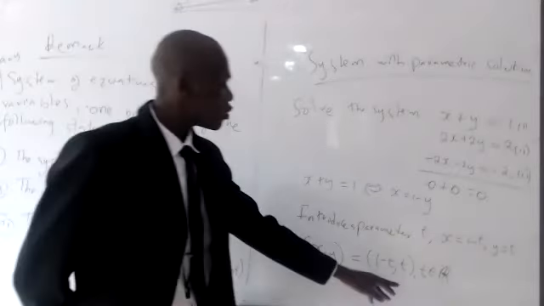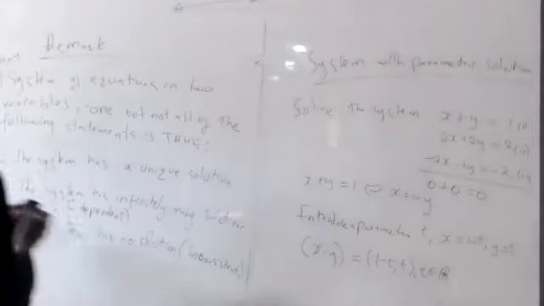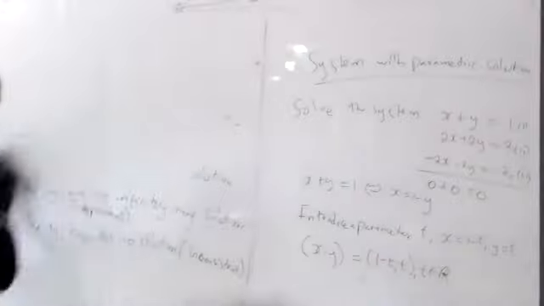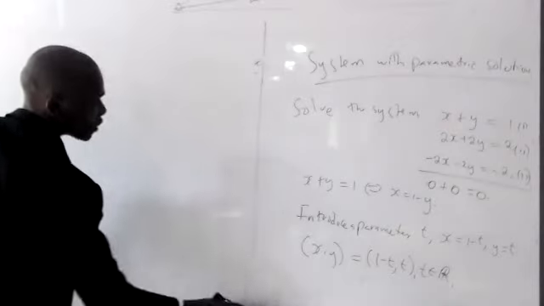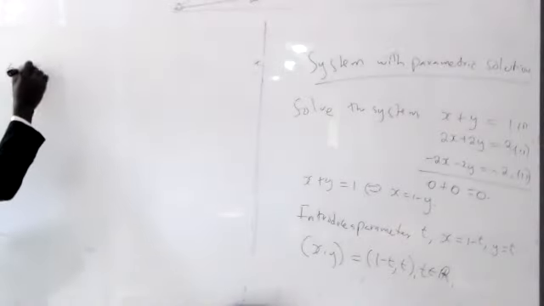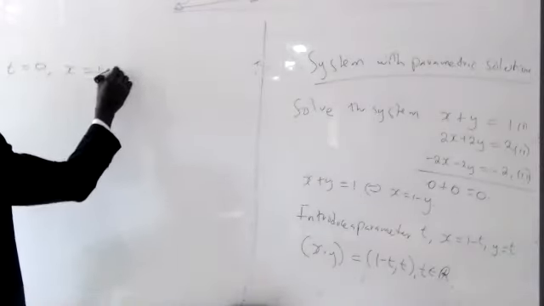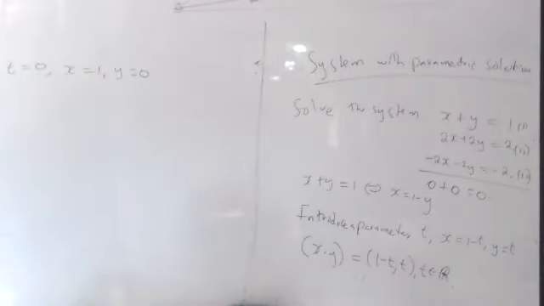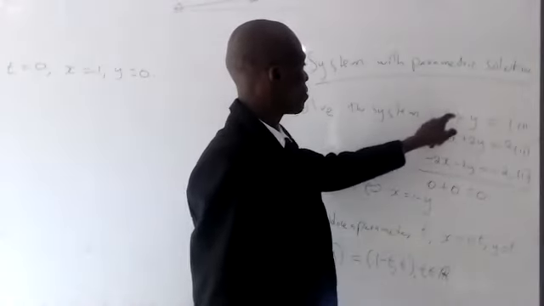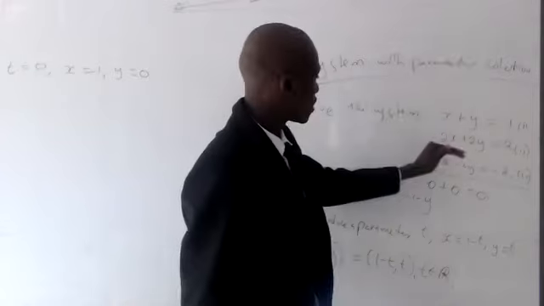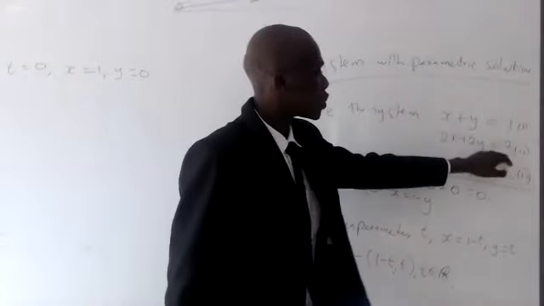So for each and every value of t you choose, you get a particular solution. For example, let me show you some particular solutions for that system. If you choose t is 0, then x will be 1 and y will be 0. Now check if x is 1 and y is 0 will solve this system. 1 plus 0 is 1, so the first equation is satisfied. Second equation, 2 times 1 is 2, 2 times 0 is 0, so 2 plus 0 is 2, satisfied.